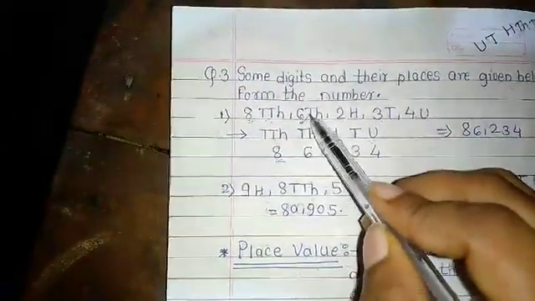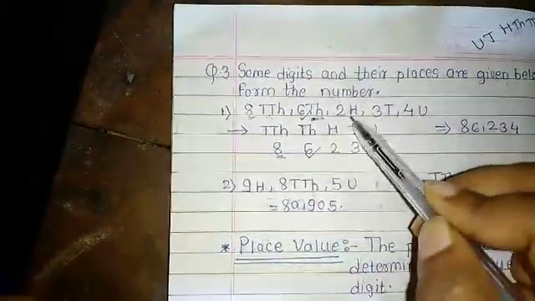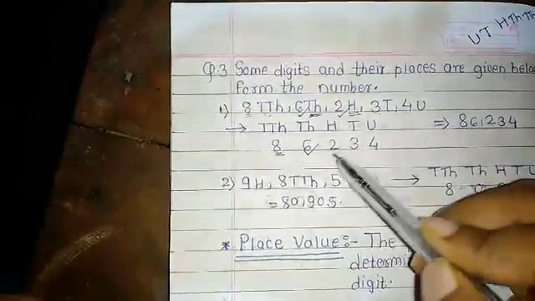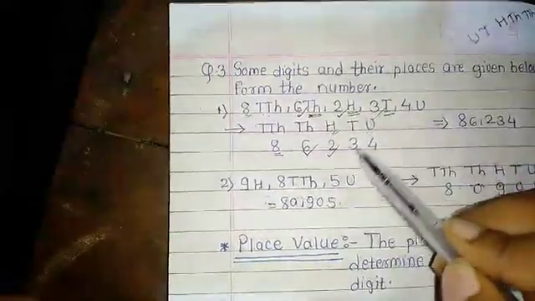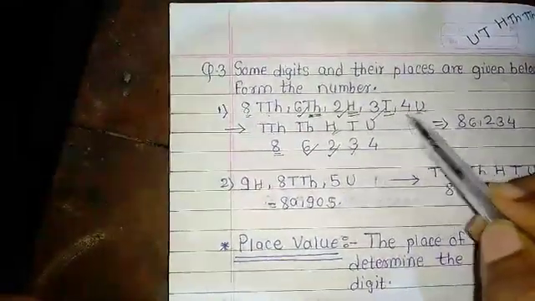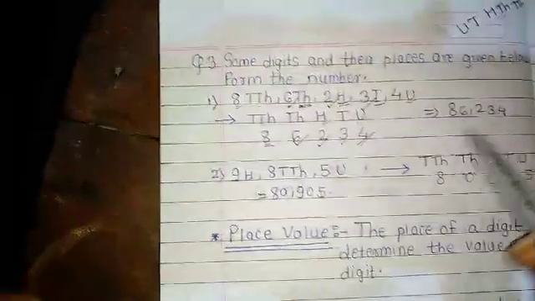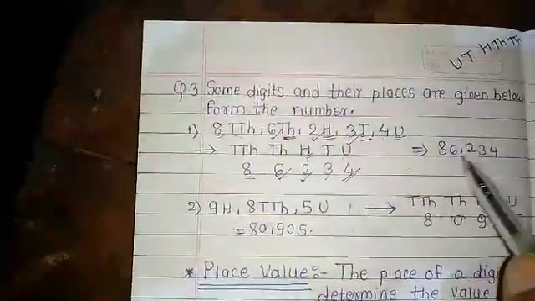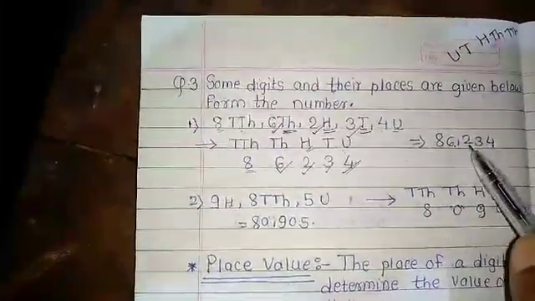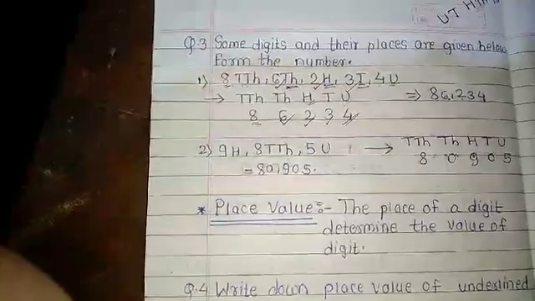At 1000 place, we are putting 6 here. At 100 place, the number is 2, yes, I am putting 2 at 100 place. At 10 place, number 3, yes, I am putting number 3. At unit place, it is number 4, yes, I am putting number 4. So how do we write this 5-digit number? As 86,234.